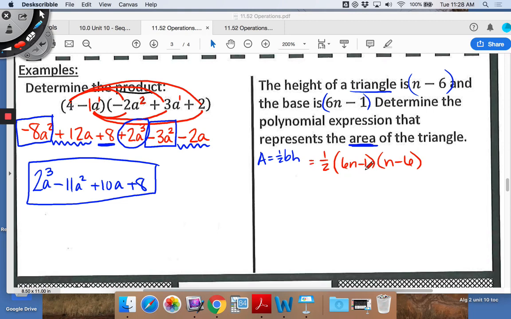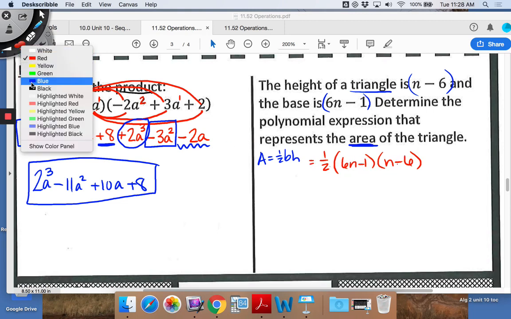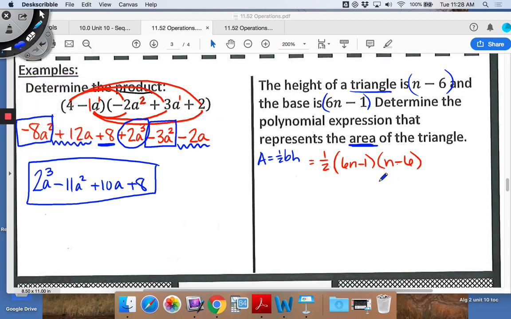And what you're going to notice is we have 3 things that we're multiplying actually. So when we're multiplying, we can choose any 2 to multiply first. So I'm going to choose to do the 2 binomials first. So I'm going to FOIL first.